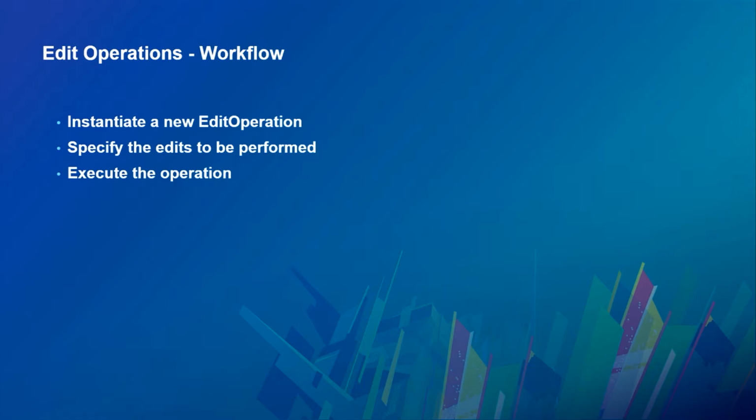So what's the workflow to make an edit through the API? It's simply instantiating a new edit operation. You then specify all the edits that you want to perform in that particular edit operation, and then you simply execute it, which does all the magic. And we'll go through each of these one by one.